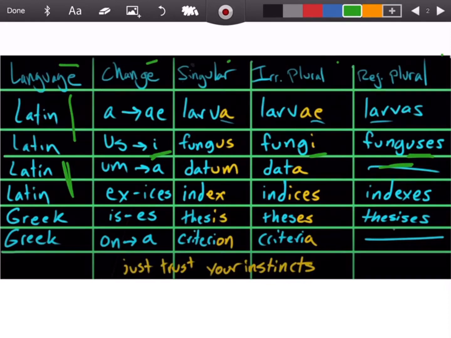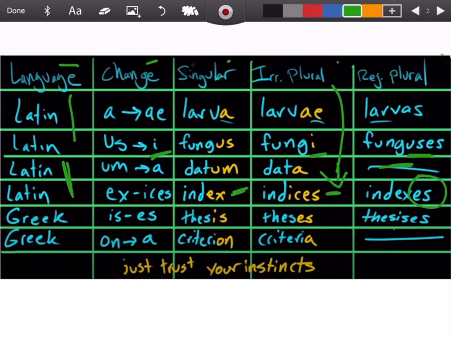Next we have the Latin change EX to ICES. Our example word is index. What we do to the irregular plural is indices. Indexes is also a way to pronounce this word. Now we have the regular plural for the word index, which is indexes. I told you there's an ES in regular plurals, most of them.